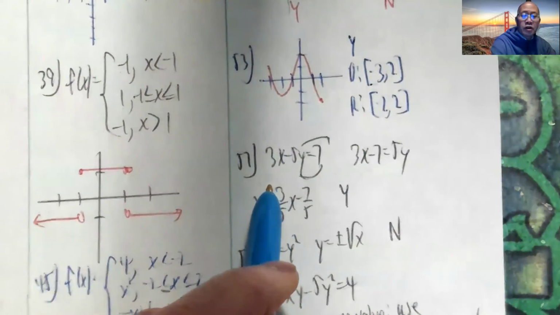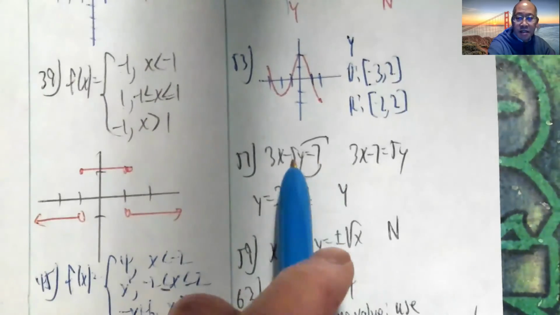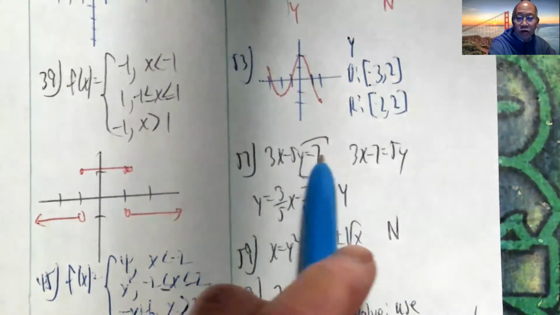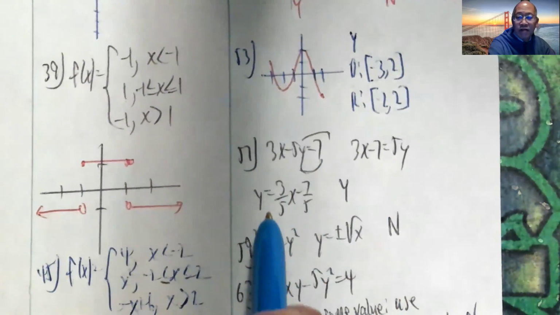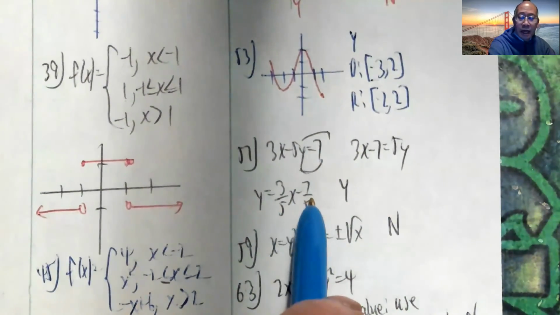57, is it a function? Can I solve for y? This one, yes, a little bit of algebra. Move over the 5y, subtract 7, and divide by 5. Y is 3/5 x minus 7/5. That is going to be a function.